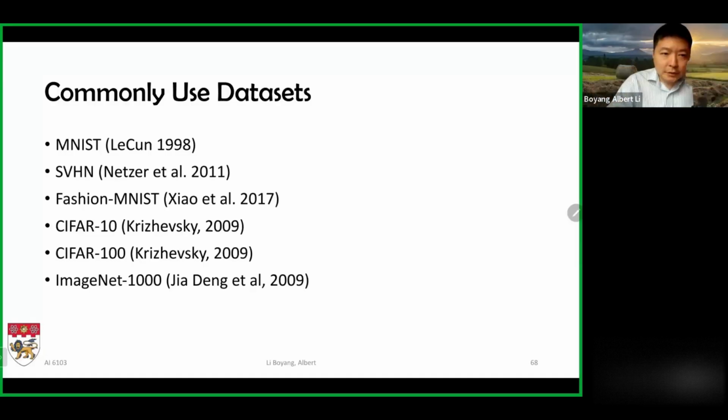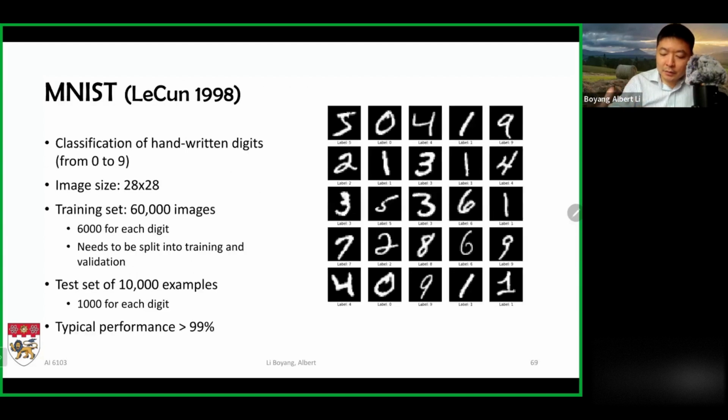Okay, so we will switch gears a little bit and talk about some commonly used computer vision data sets, so that you have some rough ideas about what the standard benchmarks in this area are. The most commonly used, perhaps, or the simplest of them all, is known as the MNIST dataset, which is a dataset for recognition of handwritten digits.